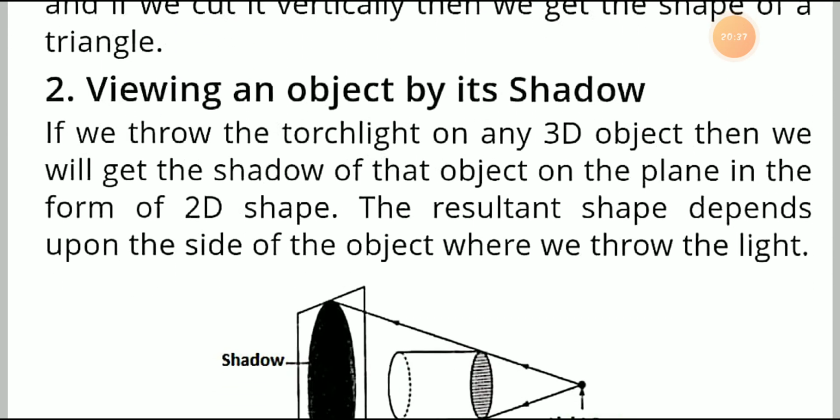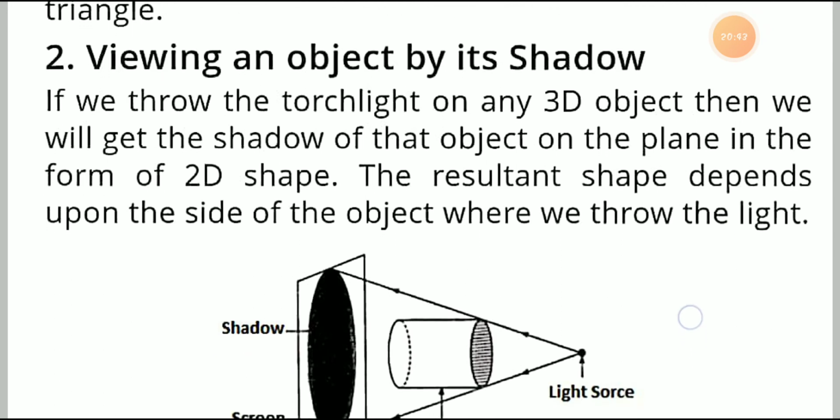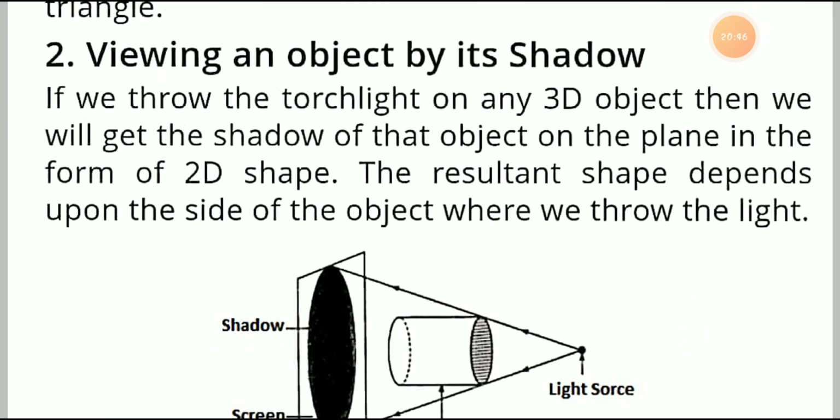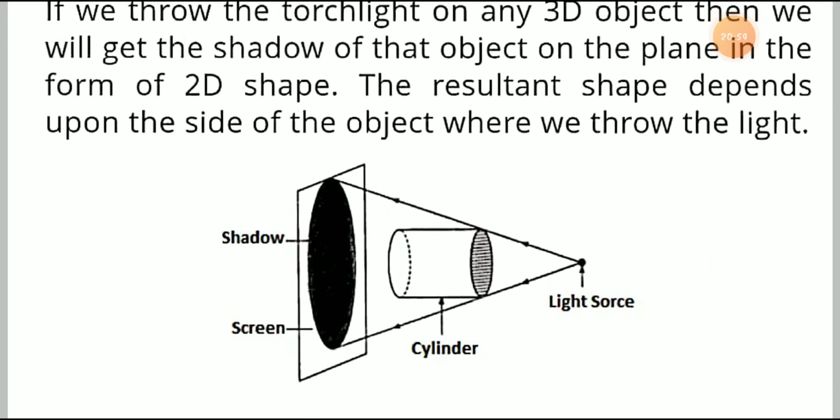Viewing an object by its shadow. If we throw torchlight on a 3D object, then we will get the shadow of that object on the plane in the form of a 2D shape. The resultant shape depends upon the side of the object where we throw the light.